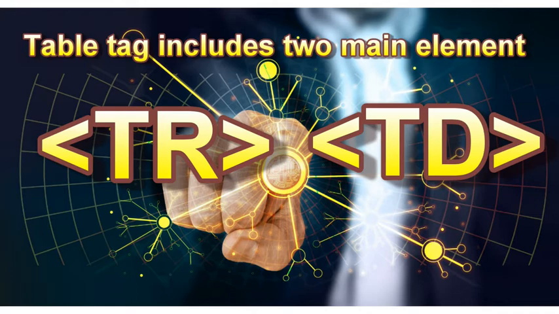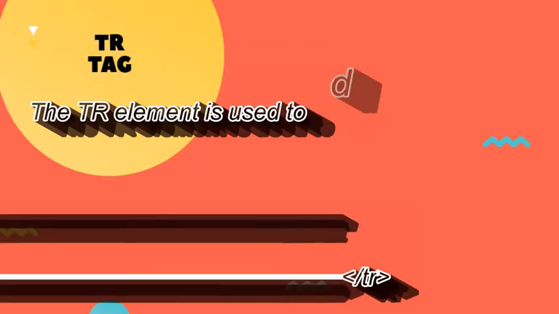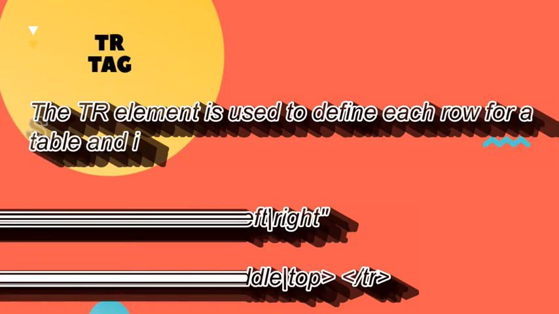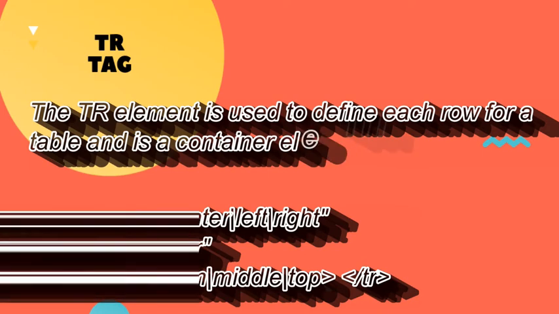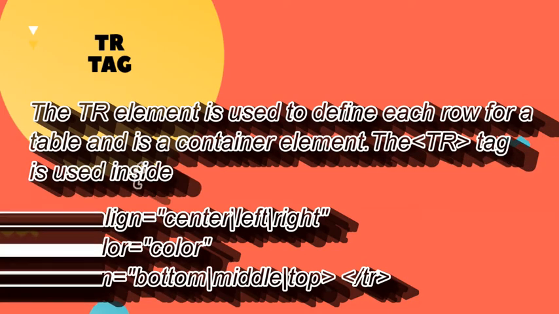Now we will look at some properties of the TR tag, and similarly some properties of the TD tag. One element that I talked about is the TR element. I told you that it is used to define each row of a table. The TR tag involves some attributes within it, that is the align attribute.